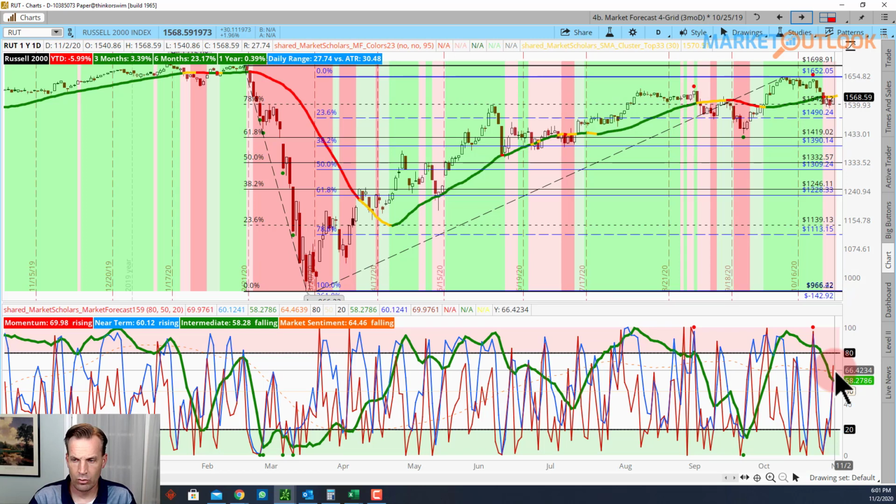So, we're not as bearish. We didn't continue the bearishness from last week today, but we haven't reversed it yet either, at least according to the market forecast. And we'll keep our eyes tomorrow to see what that short-term sentiment ends up looking like.